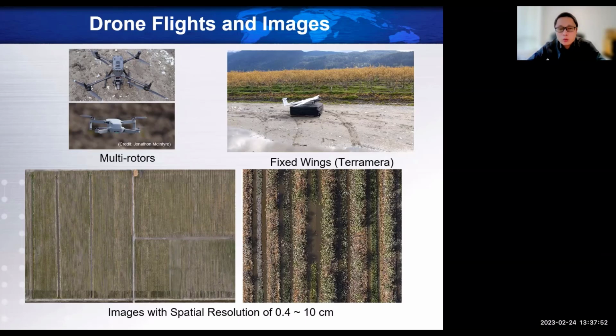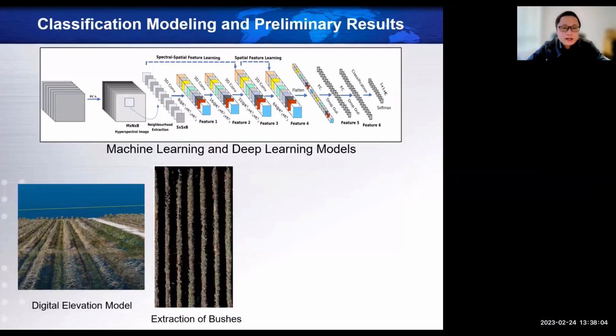We want to figure out which spatial resolution is optimal for observing the infection. So this is also one consideration. If you apply drones for your project, you need to decide how high you want to fly drones and what spatial resolution you need for your research. Now the classification modeling. So we tried different machine learning and deep learning models. I will not talk about lots of details here, but some interesting techniques.